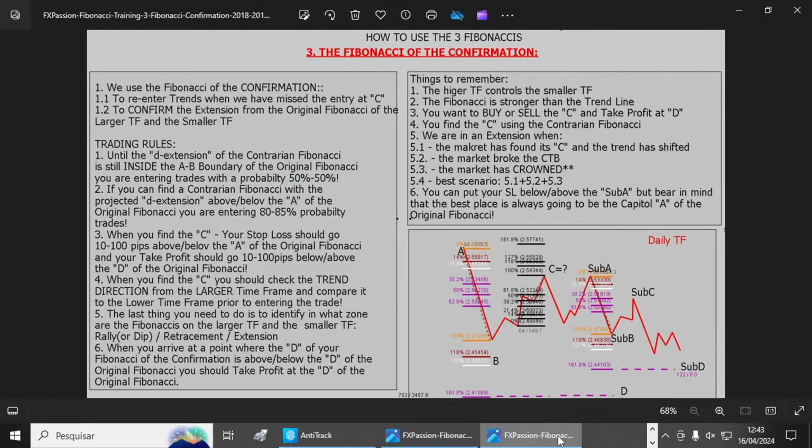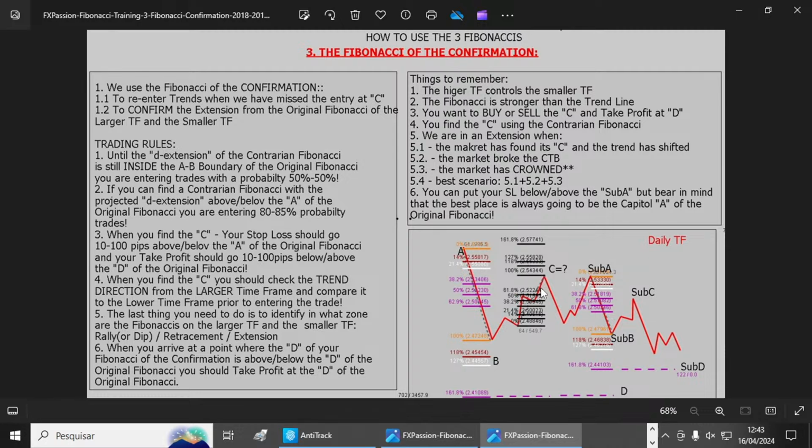Any questions about the confirmation Fibonacci? Here you have the daily time frame picture, with the capital A, capital B, capital C. The black one is the contrarian in the picture. Is the C confirmed? Yes, it is. The sub D is above the capital A. This makes this C confirmed.